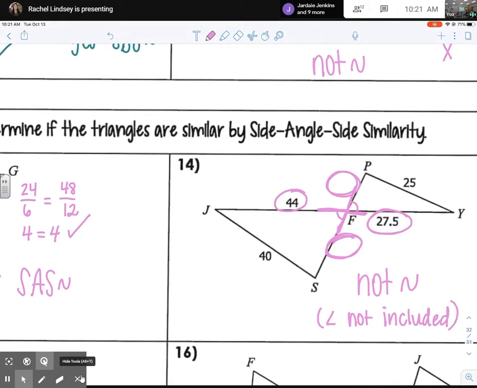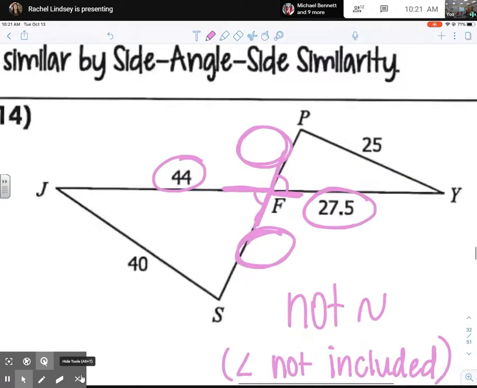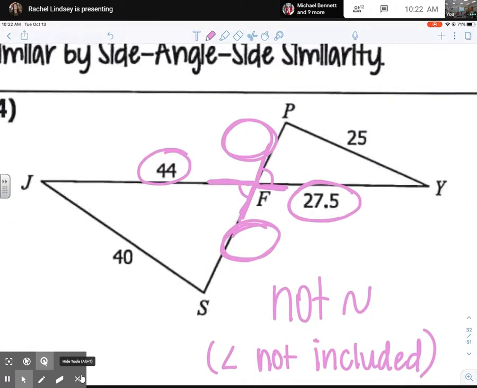So, angles not included. I do have two sets of sides, but I don't know the angle between them. Everything else might be. So, you could prove these by side angle side, but you'd have to know J and Y were the same. And it doesn't tell us that. So therefore, we can't prove it.